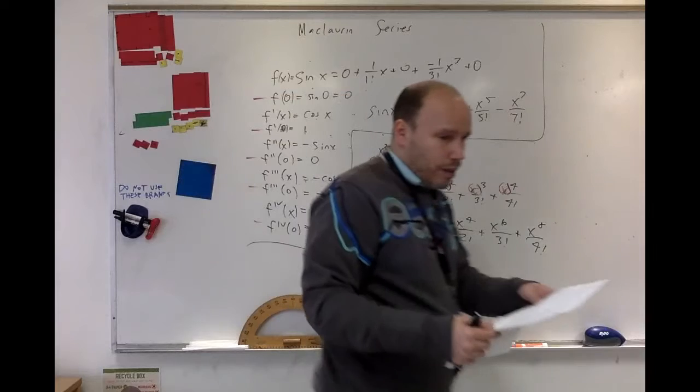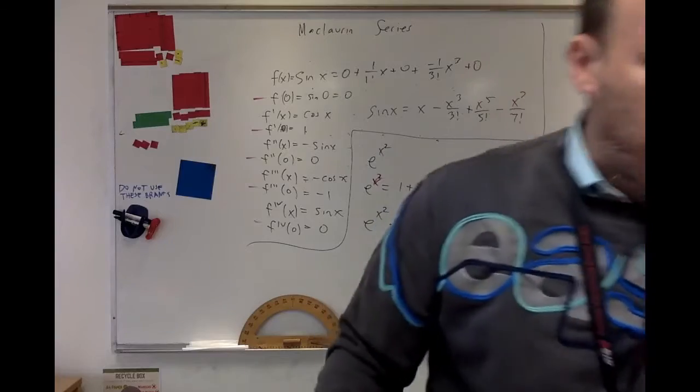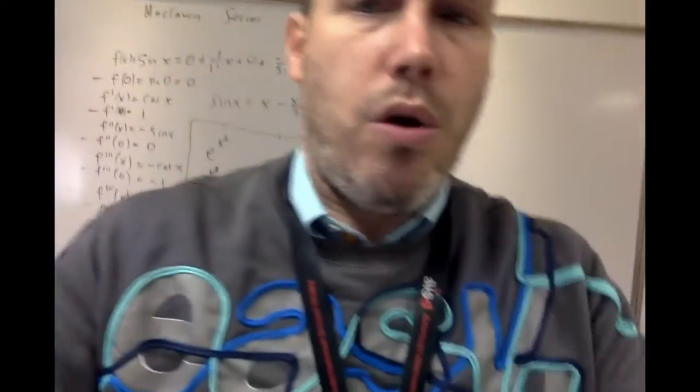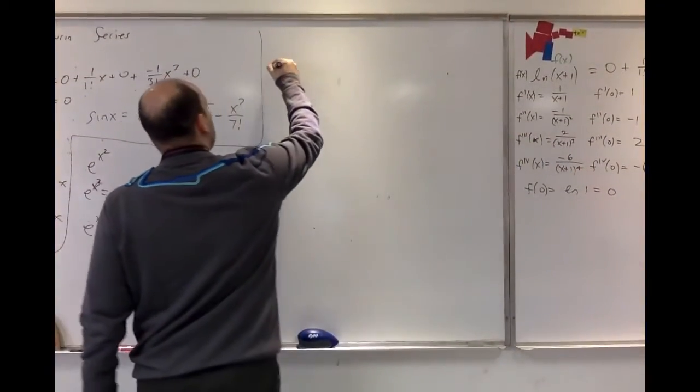Let's try another example. How do we represent, how about sine of 2x? Let me move the table. Let me move my chair over. So the question is sine of 2x.